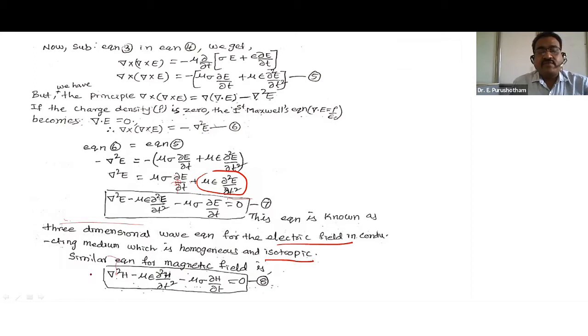Similarly, we can write for magnetic field: del square H minus mu epsilon dou square H by dou t square minus mu sigma dou H by dou t is equal to 0. This equation is also known as three-dimensional electromagnetic wave equation for the magnetic field in conducting medium which is homogeneous and isotropic.